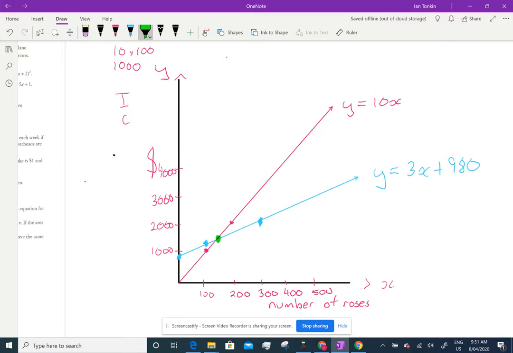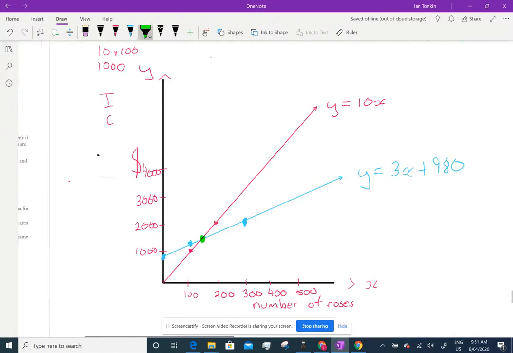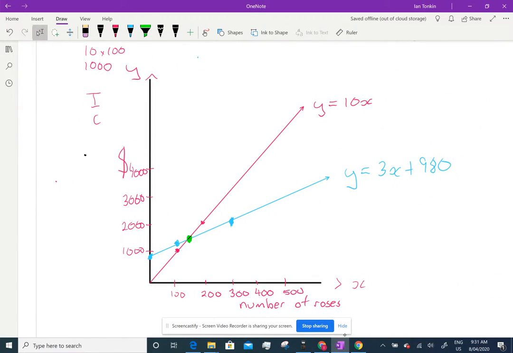This is the break-even point. This is where you break even with your money. So at Paula's Posies, if Paula doesn't sell more than that amount of roses on the x-axis, if she sells less than that, she's going to lose money because her costs are above her income. After that point, after she sells what looks to me like 150 roses, she's going to start making a profit. And that's a break-even point.